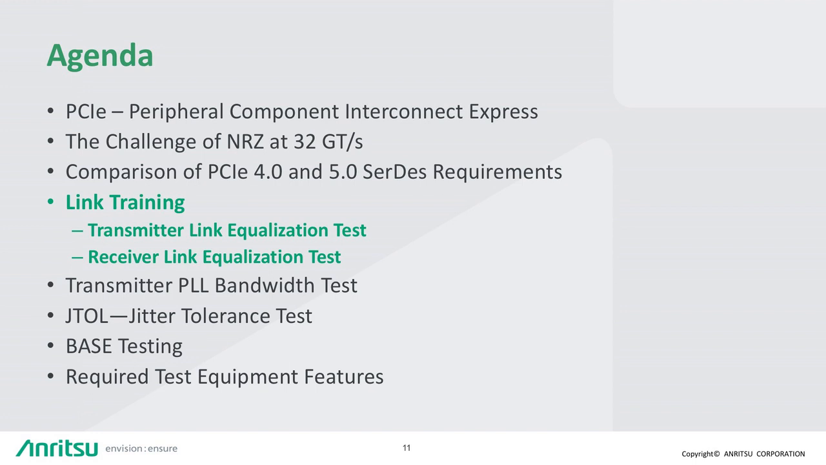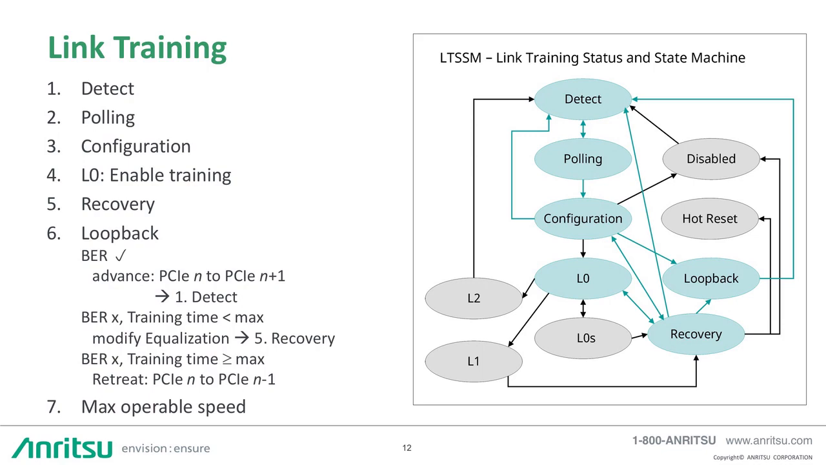All right, that brings us to really the most complicated part of this presentation, link training. There are two types of link training: transmitter link equalization test and receiver link equalization test. Link training is only required for the CEM specification. It's not required for the base specification. Link training is operated through a link training status and state machine, the LTSSM.